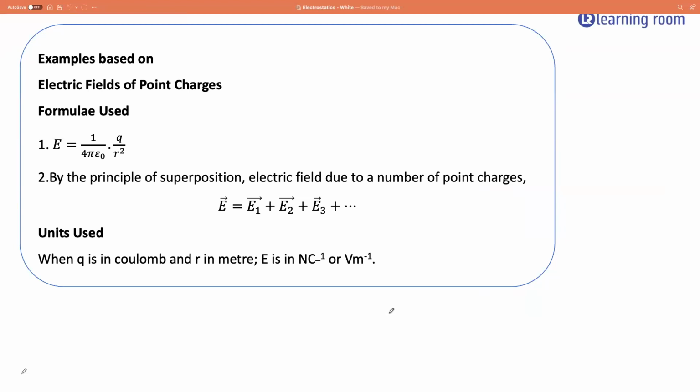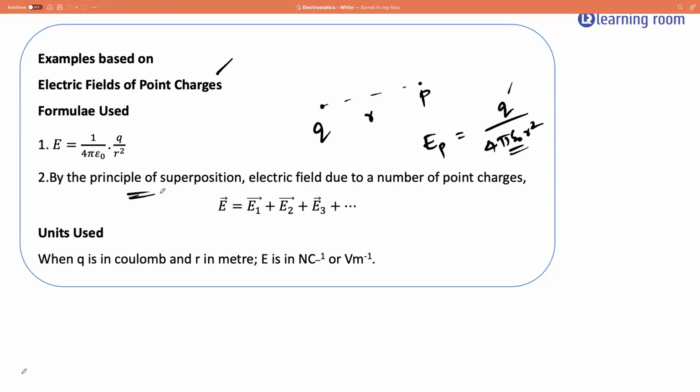Now we'll calculate the electric field due to point charges. What is the electric field due to a point charge? If there is a point charge here, and I want to calculate the electric field at a point P, which is at a distance R, then the electric field at point P is going to be Q divided by 4 pi epsilon naught R square. Am I right?